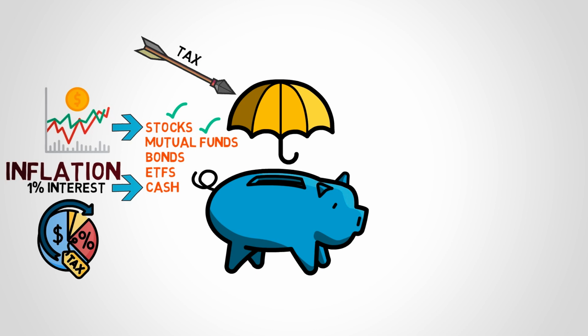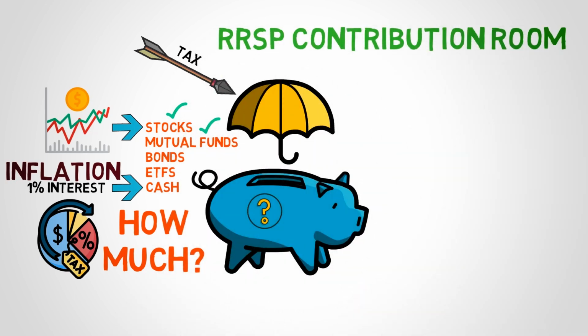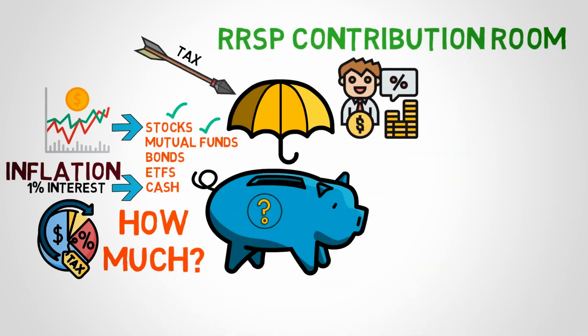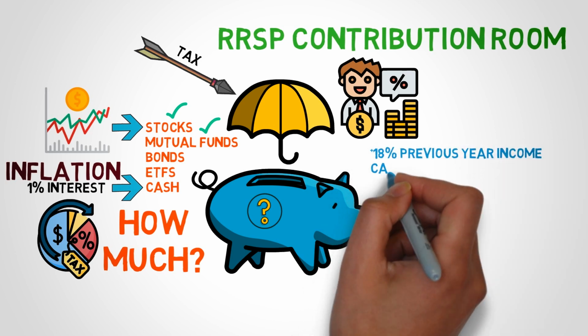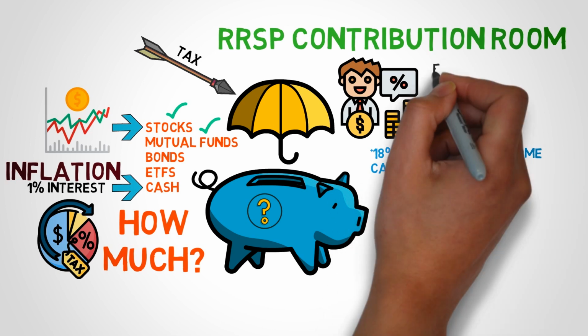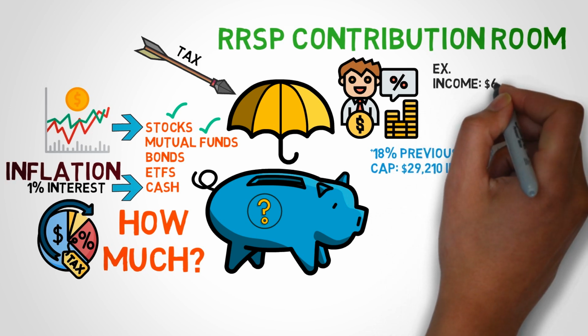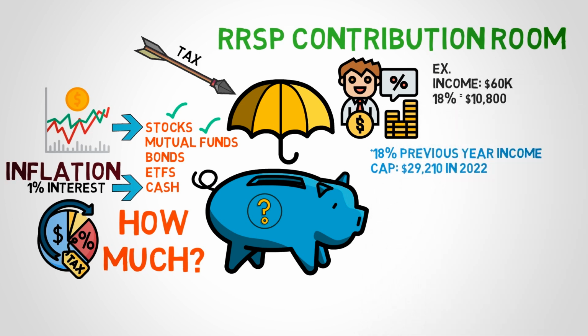So the question you need to ask yourself is, how much money can you put into your RRSP? Your RRSP contribution room depends on your income every year. Your contribution room will increase by 18% of your earned income in the previous year, but is capped at a maximum value, which was $29,210 this year. So if your earned income was $60,000 last year, you will gain 18%, or $10,800, of RRSP contribution room.